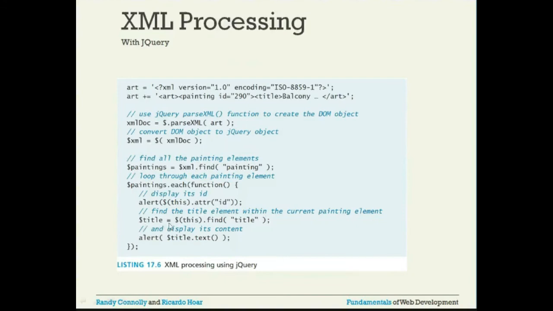Then $title, how to extract the title information, $this dot find title. So it will look for the title and fetch the value, and it will be stored in the title, and we can display that using the alert method, $title dot text. Whatever is in the title, that will be displayed as a pop-up window.